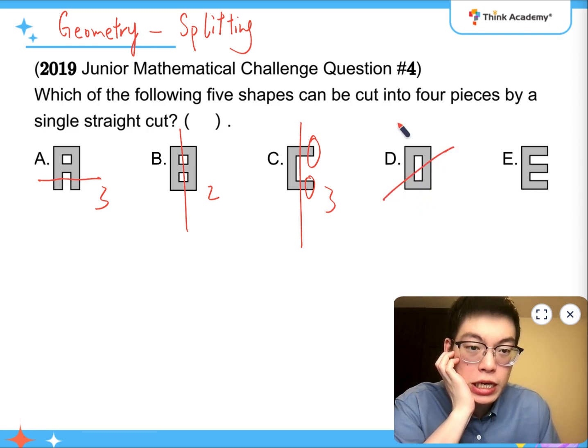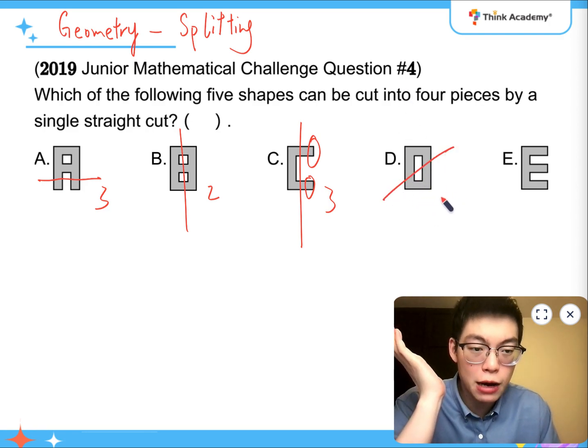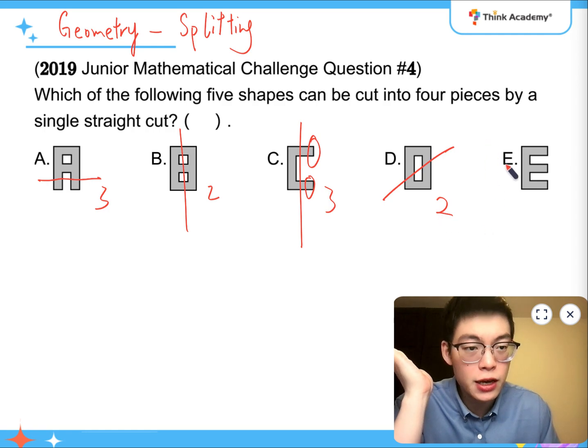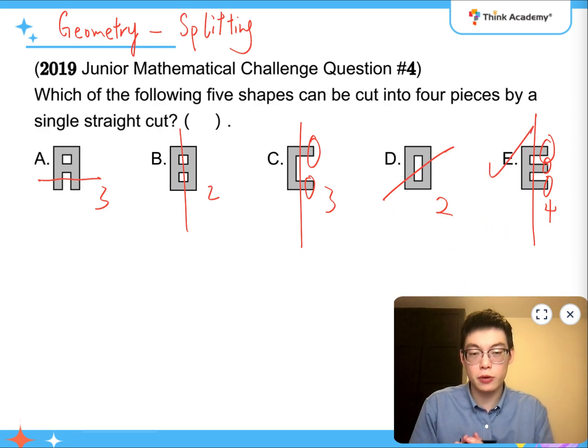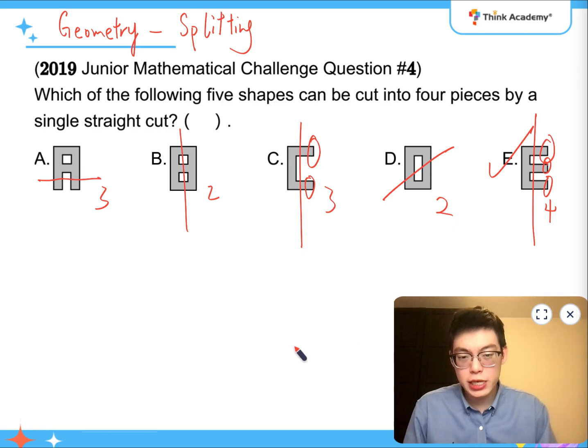As for D, again, no matter how I cut it, I can only get 2 pieces. For E, however, it has got 3 loose ends, so I can cut it into 4 pieces like that. That's why the answer is going to be E, okay?